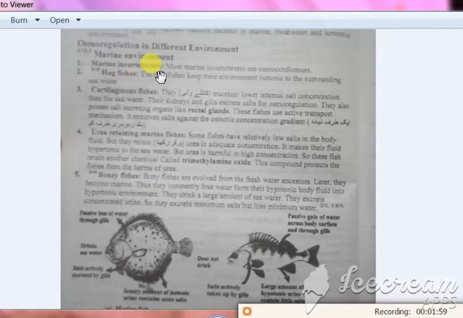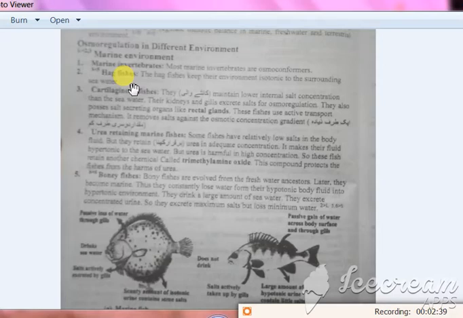If we look at the marine environment, there are four types of organisms. First are hagfishes, second are cartilaginous fishes, third are urea containing fishes, and fourth are bony fishes. Hagfishes remain isotonic to the environment. They don't need to adjust their water or salt condition. Their environment remains isotonic, means they gain and lose the same amount of salts and water.